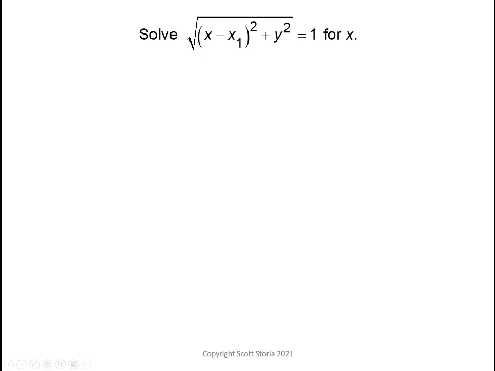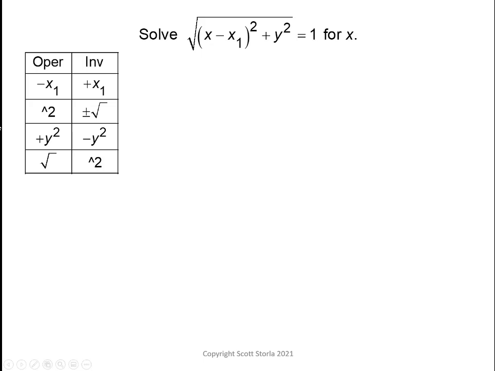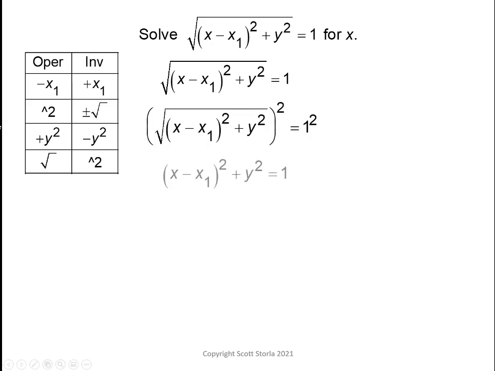Here's our last one. Concentrating on x, I would subtract first, square second, add third, and take square root last. So here's my table. I'll start at the bottom of the right column. I'll square both sides and simplify. I'll move up a row. I'll subtract y squared and simplify.